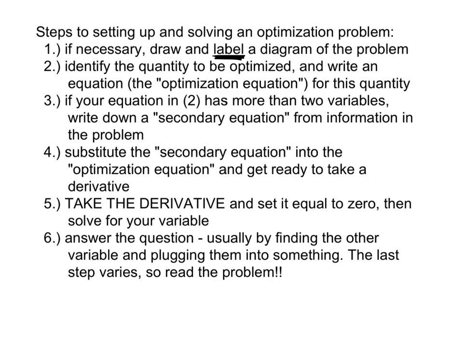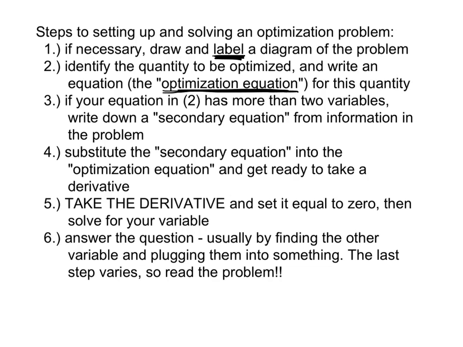The second step is that you have to identify the thing that you want to optimize, and write your optimization equation. This is where you really have to read the problem and see: do they want the maximum product? Do they want the minimum cost? Do they want the thing that has the least surface area? Whatever they want to be optimized, that's what your optimization equation is going to be.